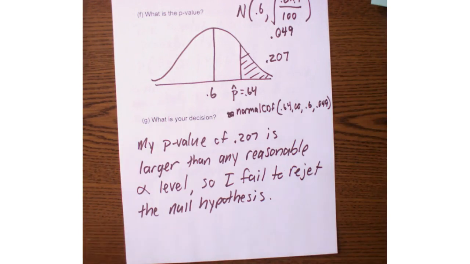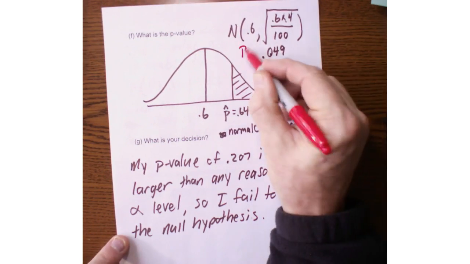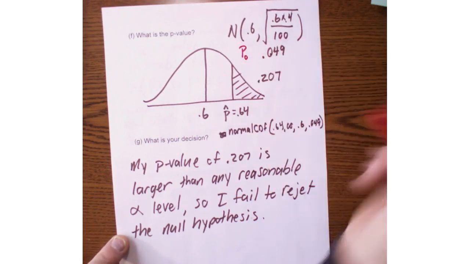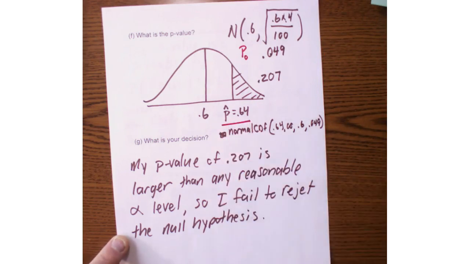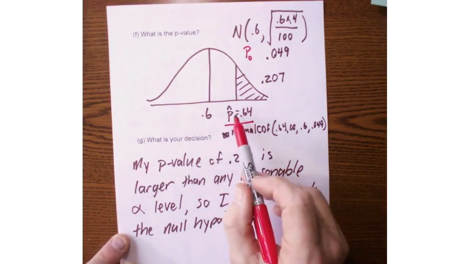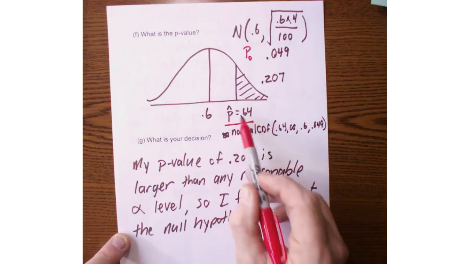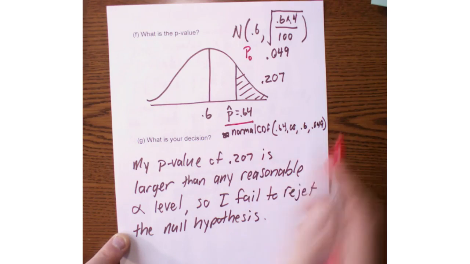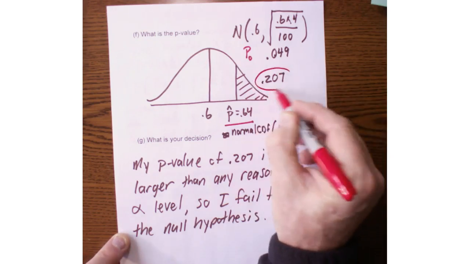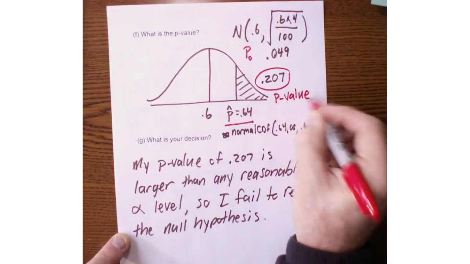So the p-value. Here's my model. My model is based on the null proportion, p0. Here's my p-hat. So my sample said that 64% of my sample of 100 said they were satisfied. So what I'm interested in is how likely is it, if the null hypothesis is true, to see a sample proportion of 0.64 or greater. And using normal CDF on my calculator, I come out with a probability of 0.207, and that, recall, is my p-value.